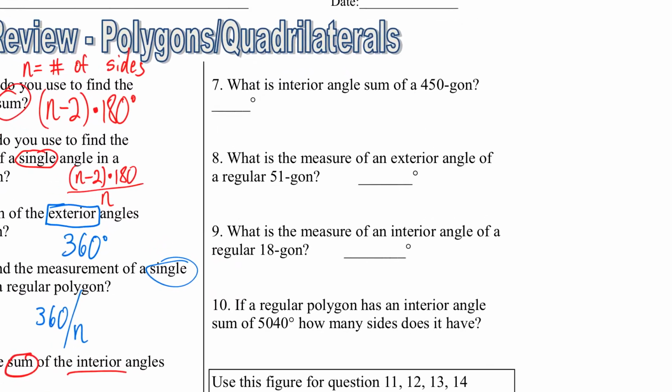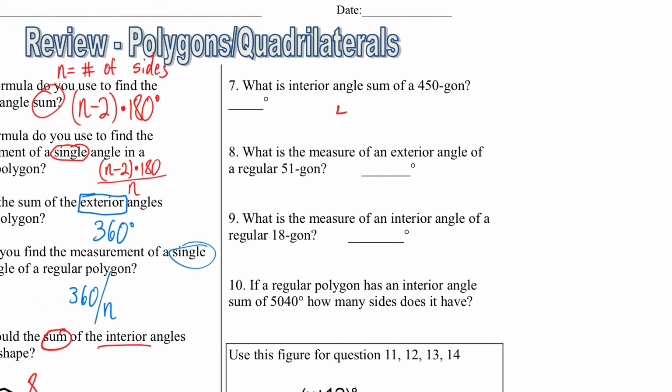Okay, number 7, what's the interior angle sum of a 450-gon? So you do 450 minus 2 times 180. And remember, make sure you put this in parentheses or you will get the wrong answer. Gives you some crazy number like 80,640 degrees.